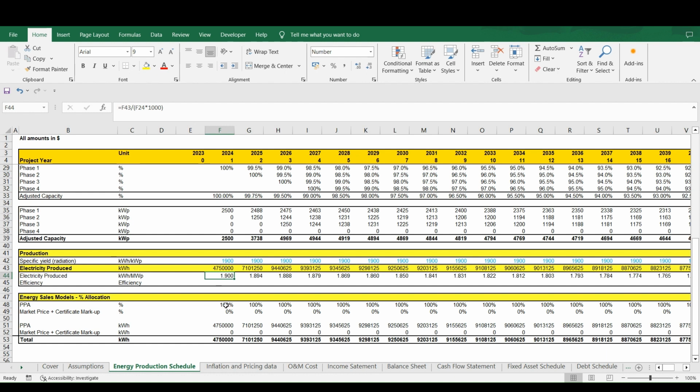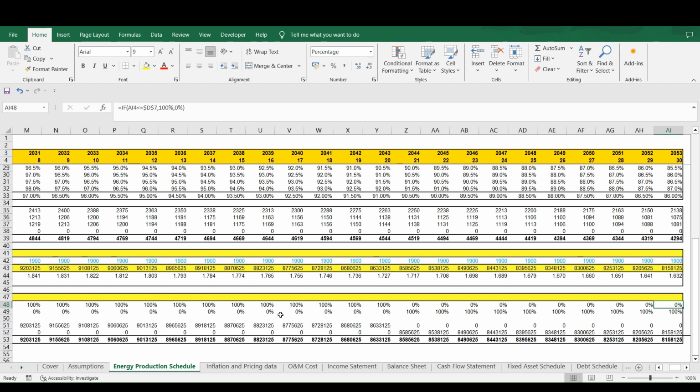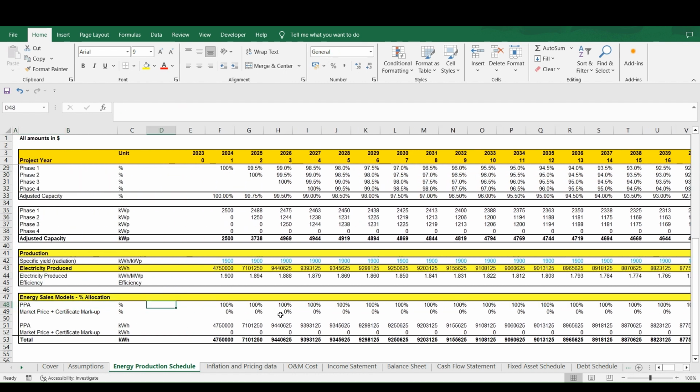Next we have the sales allocation, how much is allocated to power purchase agreement and how much is allocated to the market price.